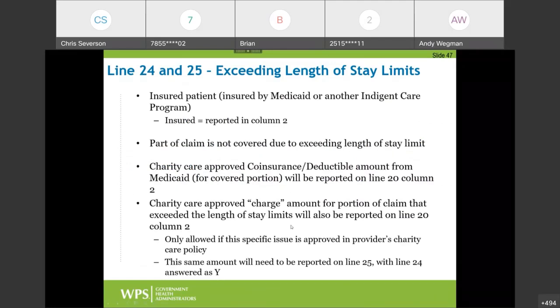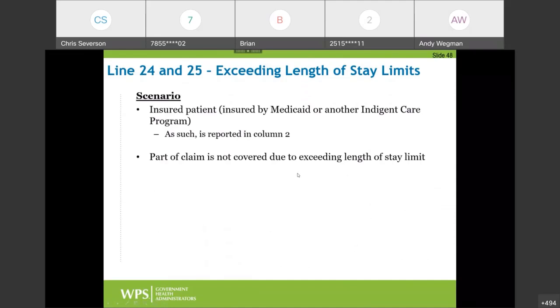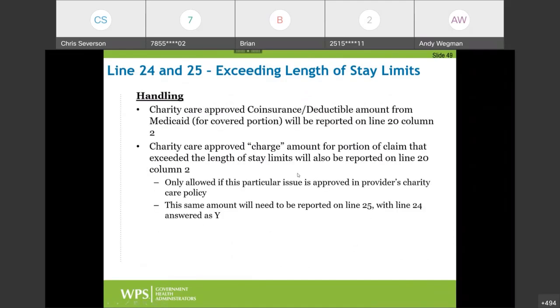We already covered that portion. That's the line 24 and 25 again. And this is just a continuation of that.